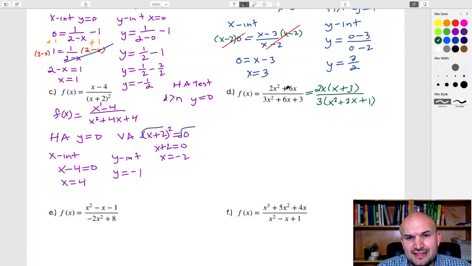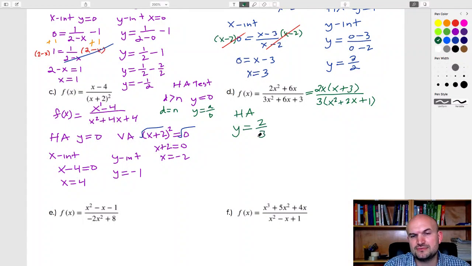We also notice that the degrees are the same. So the horizontal asymptote rule says when the degrees are the same, then y is equal to a over b, where a represents the leading coefficient of the numerator and b represents the leading coefficient of the denominator. So I can just look here and say degrees are the same, leading coefficient over leading coefficient. So my horizontal asymptote is y equals 2/3.